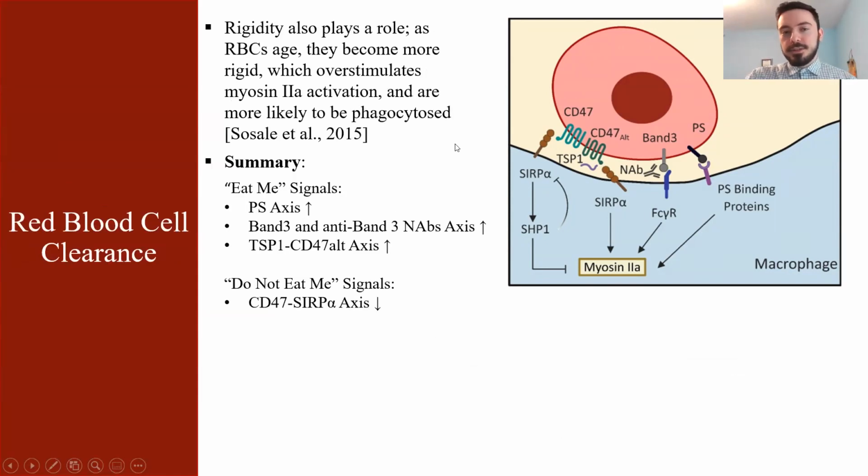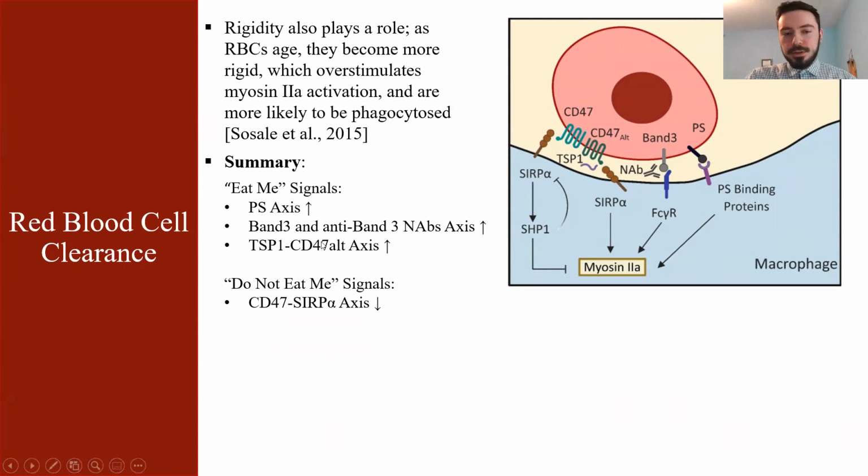Rigidity of the cell also plays an important role, because as red blood cells age, they become far more rigid, which overstimulates myosin 2 activation because they mechanically allow a better formation of the phagocytic cup. So they're more likely to be phagocytosed if they're more rigid.